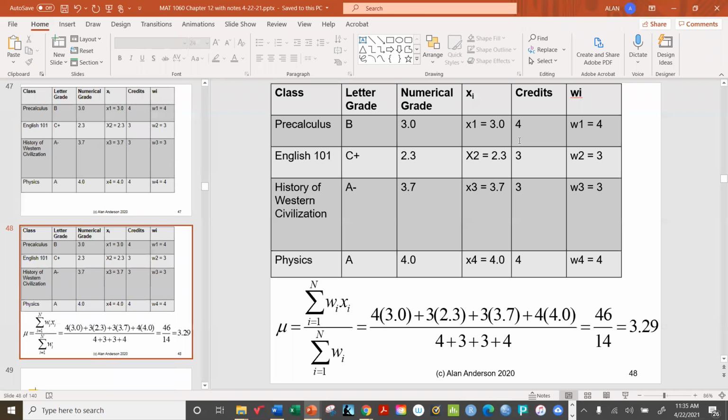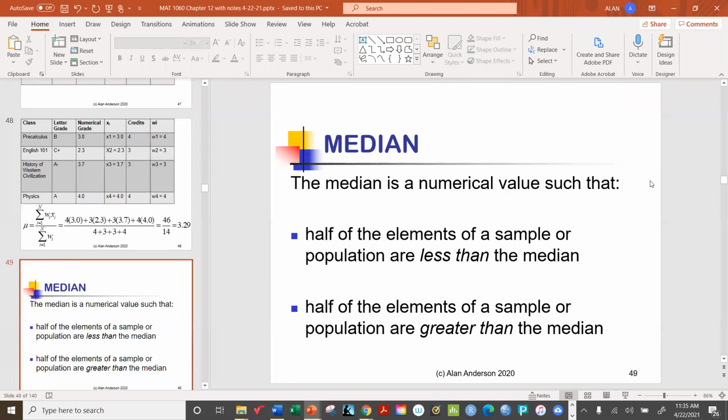And so we did all that work, and we discovered that the weighted average was 3.29. Not bad, huh? 3.29. That sounds pretty good. All right, now, what else do we cover?